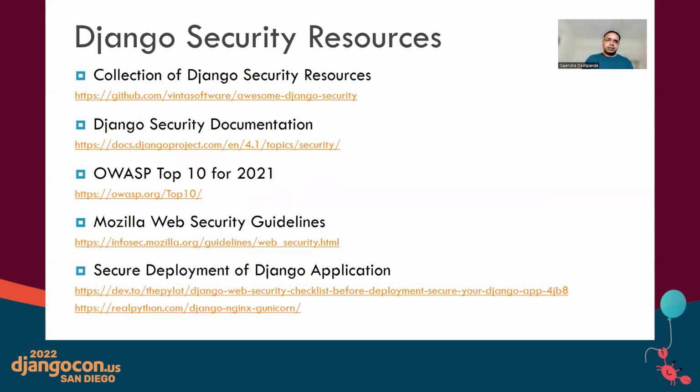Okay. Then Django security resources. You can visit a few of these links, which will definitely help you to make your Django application secure. There is a very nice GitHub repository known as Awesome Django Security. Then you can refer to Django's official security documentation. Then OWASP Top 10 for 2021, which is a very nice resource. Then you can also check the Mozilla web security guidelines. Then there are two nice articles which I would like to recommend. One is from Real Python and the second one is from dev.to, which discusses secure deployment of Django applications.